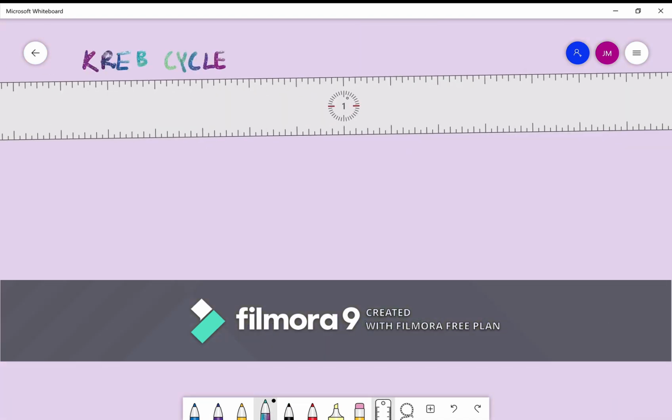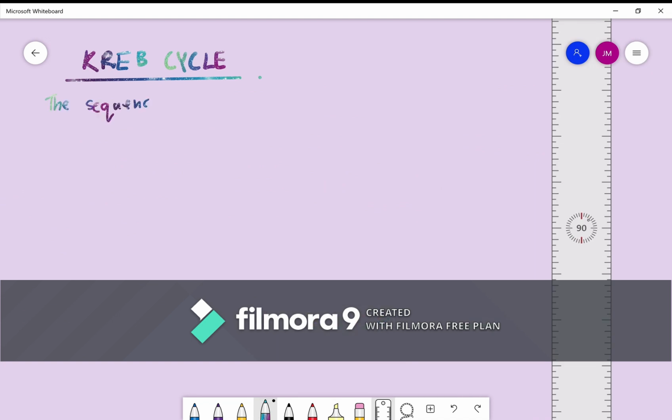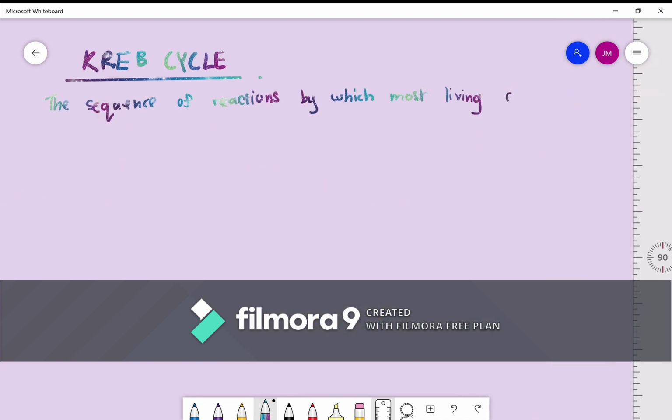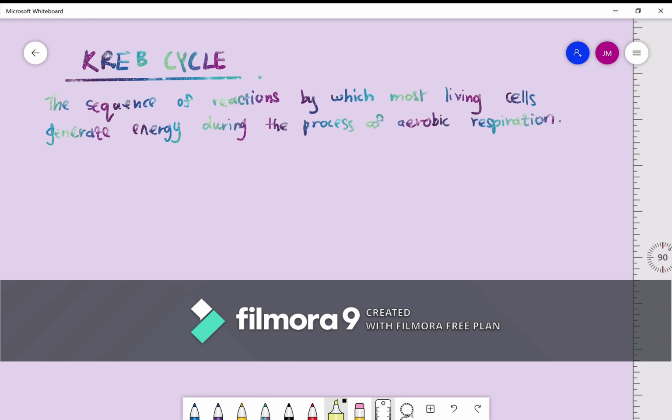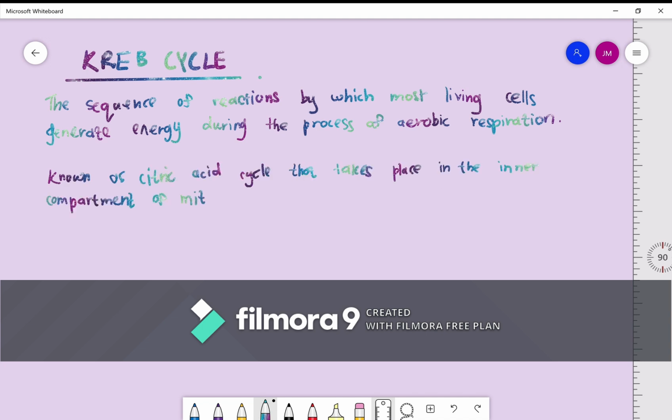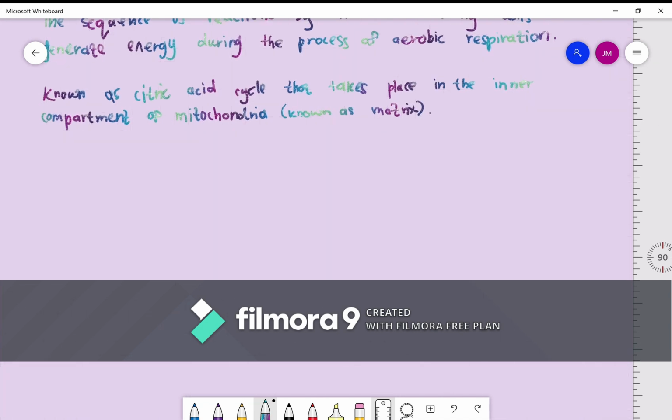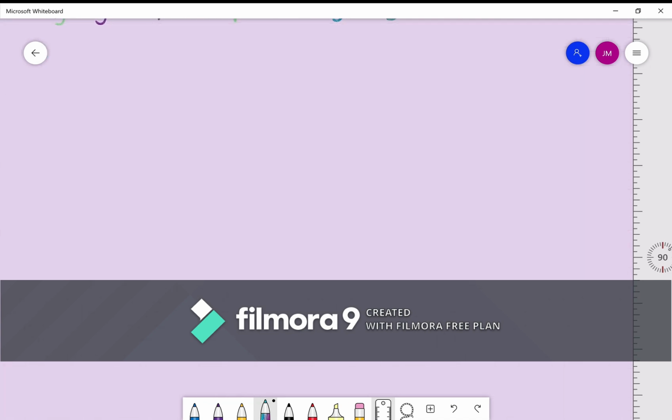Krebs cycle. It is defined as the sequence of reactions by which most living cells generate energy during the process of aerobic respiration. It is also known as the citric acid cycle, and takes place in the inner compartment of the mitochondria, known as the matrix. Every single step is performed by enzymes.